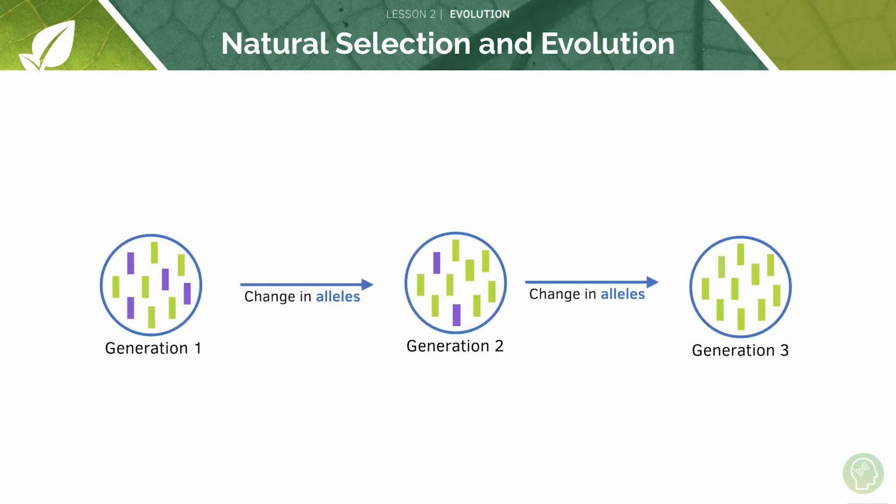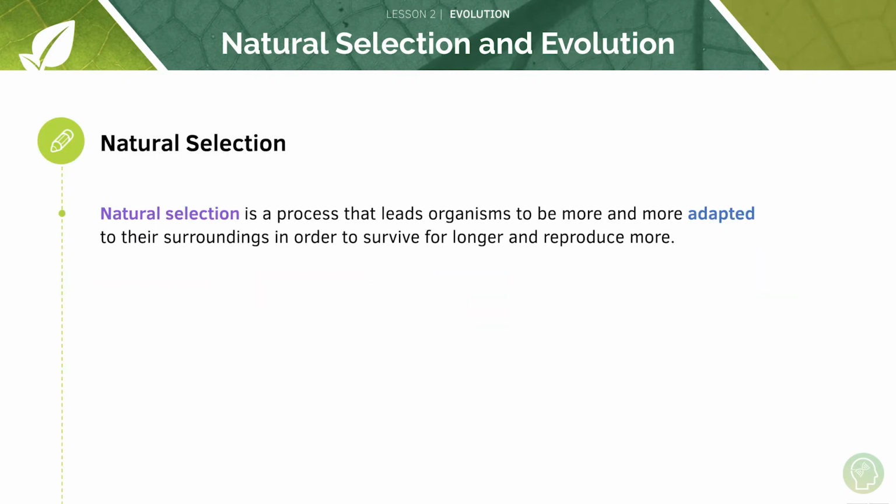So, for example, we have a change in alleles over time, across multiple generations, and eventually there will be a change in a phenotype of the overall population. Natural selection is a process that leads organisms to be more and more adapted to their surroundings in order to survive for longer and reproduce more. And we refer to it as Charles Darwin's theory of natural selection because it was coined and studied by him.